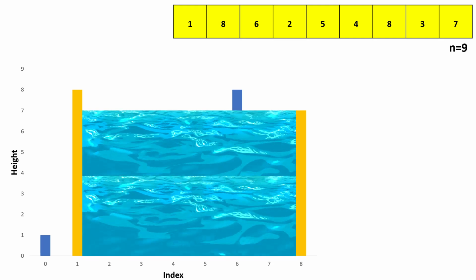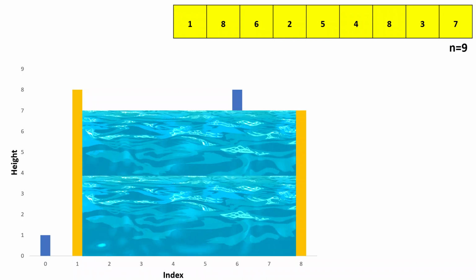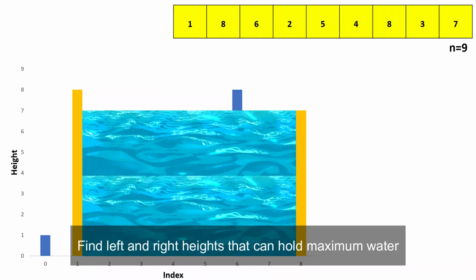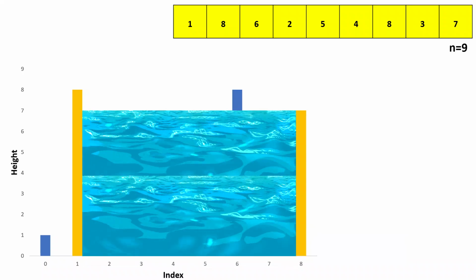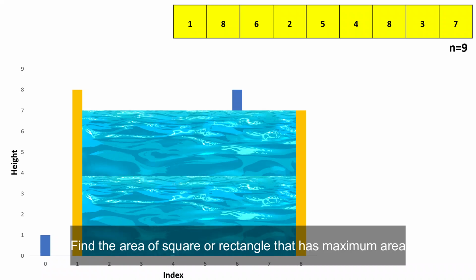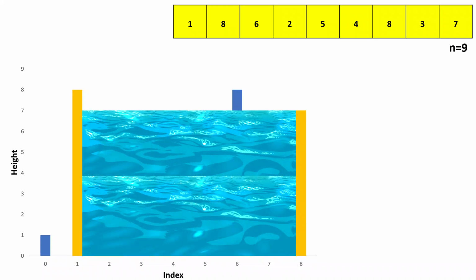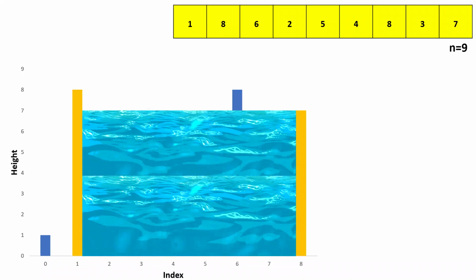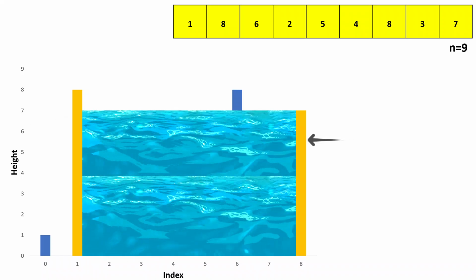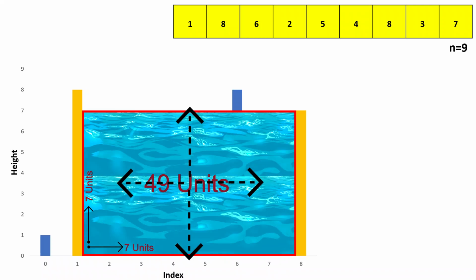So our job here is to find a combination of left and right heights in this array that can hold the maximum amount of water. In other words, we need to find the area of the square or rectangle that has the maximum area. In our example, it is the elements at index 1 and index 8, that is height 8 and height 7. It can hold up to 49 units of water.